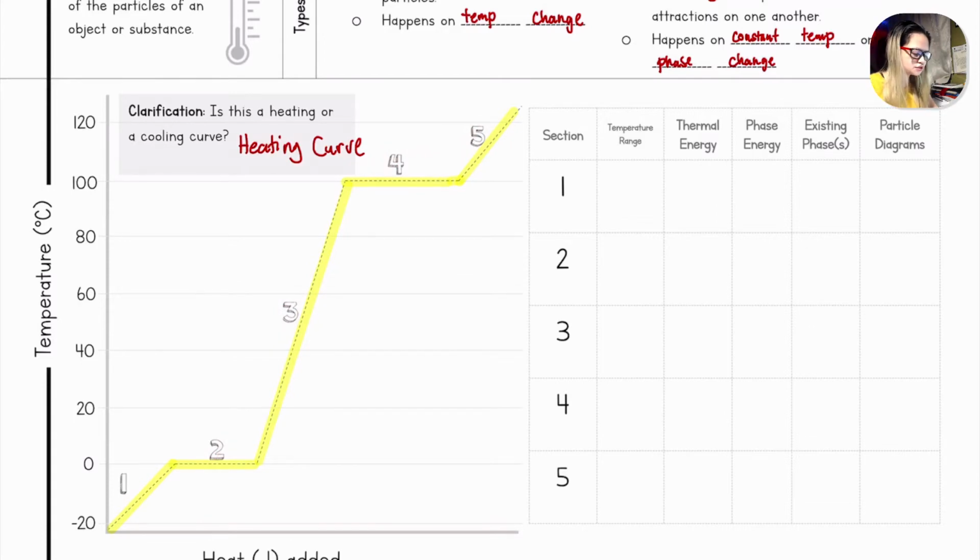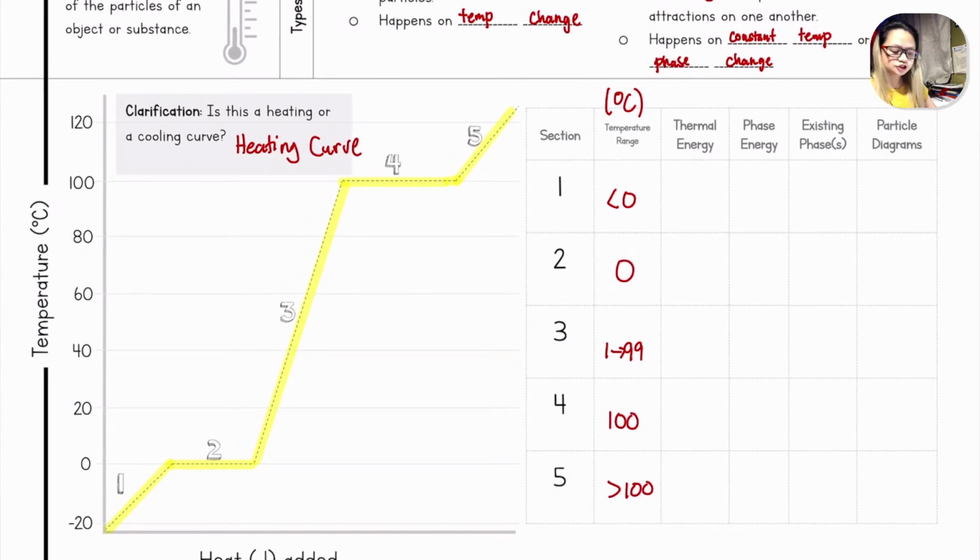So let's go ahead and do some temperature ranges. At 1, those are all less than 0. Anything less than 0. At 2, those are right at 0. There's no temperature change in there. 3 is going to be from 1 to 99, going up. 4 is going to be right at 100. No changes in there. And then finally, from above 100 is going to be 5. And these are all Celsius.